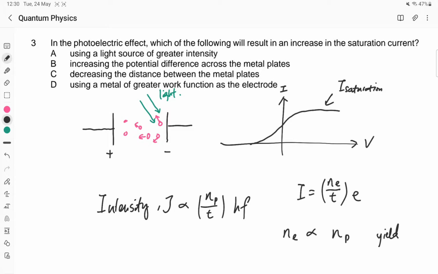This part is not in syllabus, but you do need to know that this thing and this thing are related. So the answer is A.